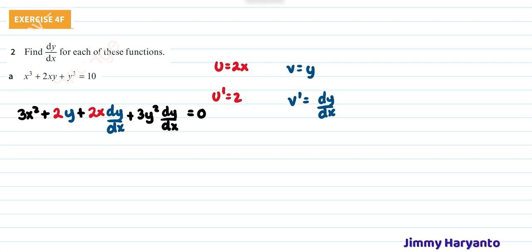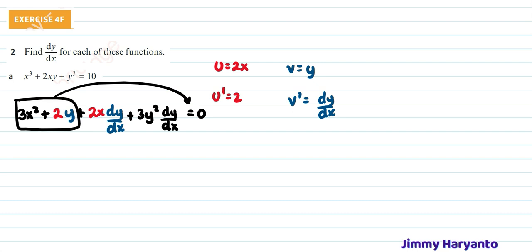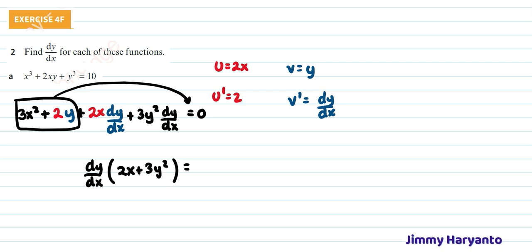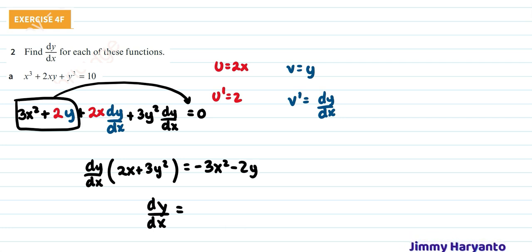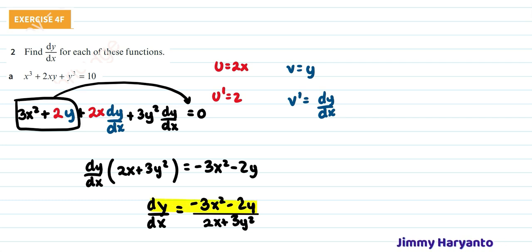Okay, and then next I want to move this 3x squared plus 2y to the right hand side, and I will factorize the dy over dx. Dy over dx, open brackets, 2x plus 3y squared equals to negative 3x squared minus 2y, and then I will move the 2x plus 3y squared, negative 3x squared minus 2y over 2x plus 3y squared. So this is the dy over dx.